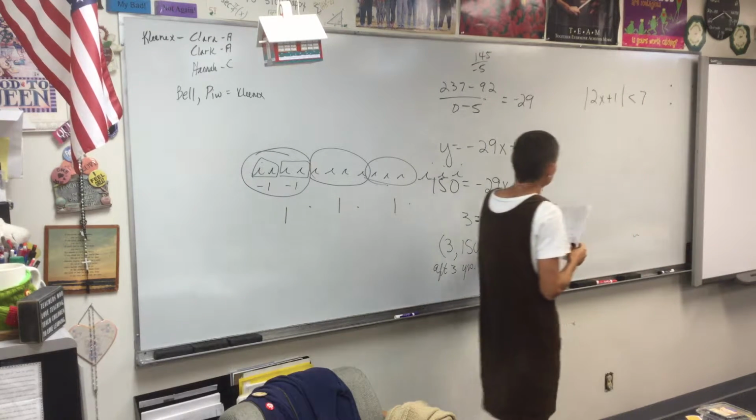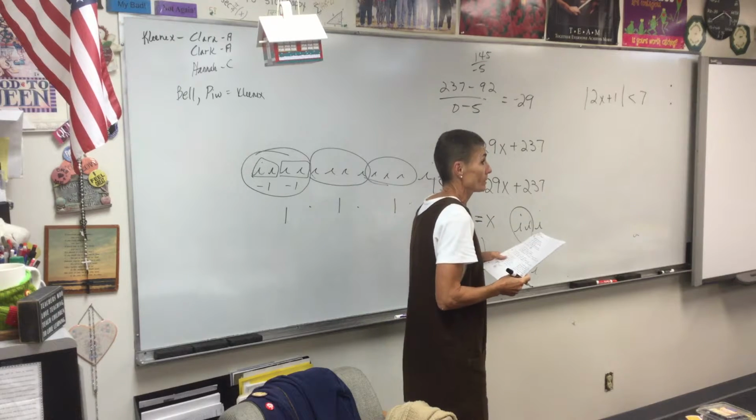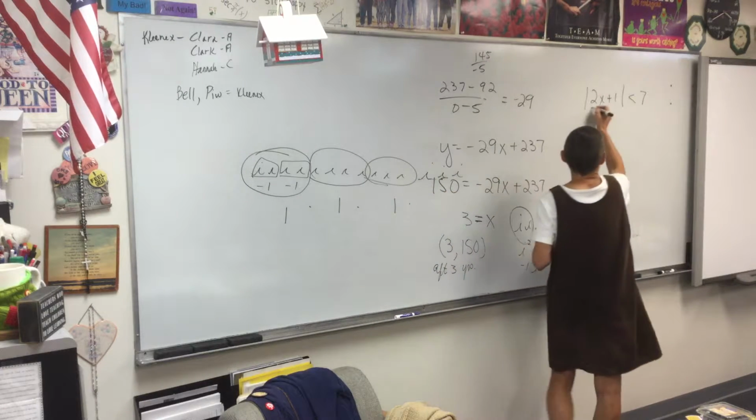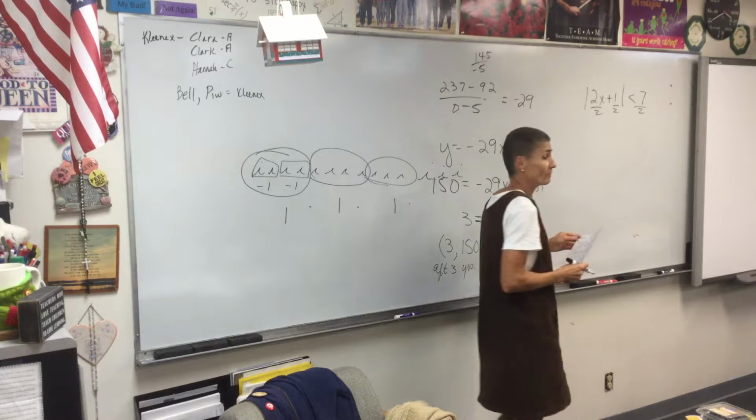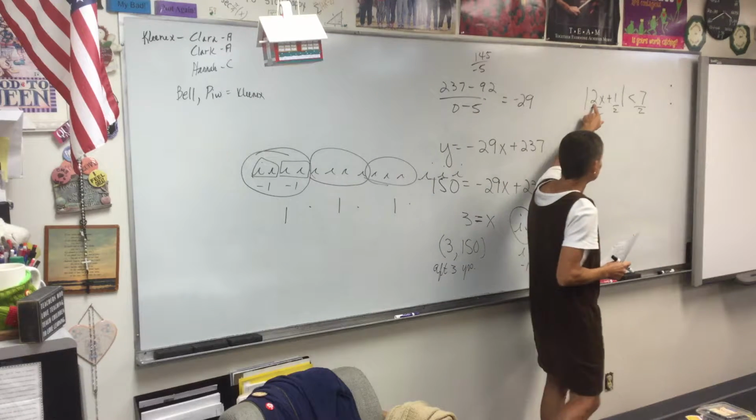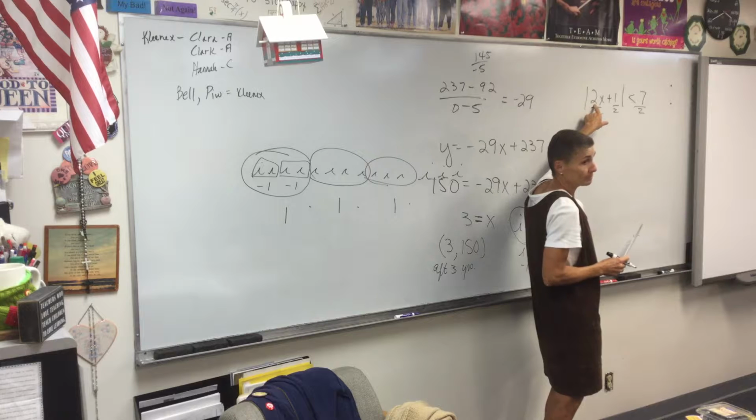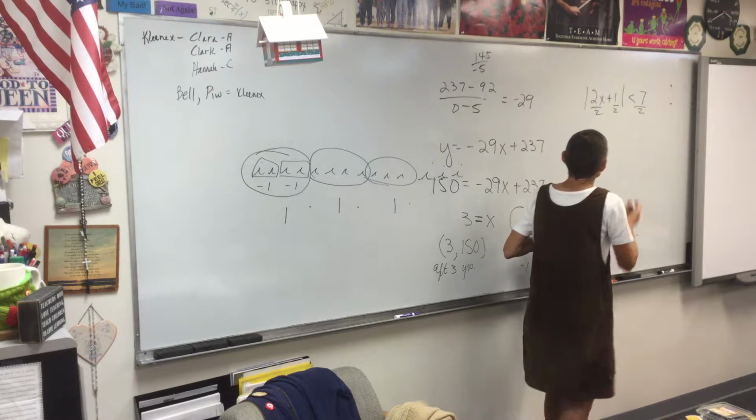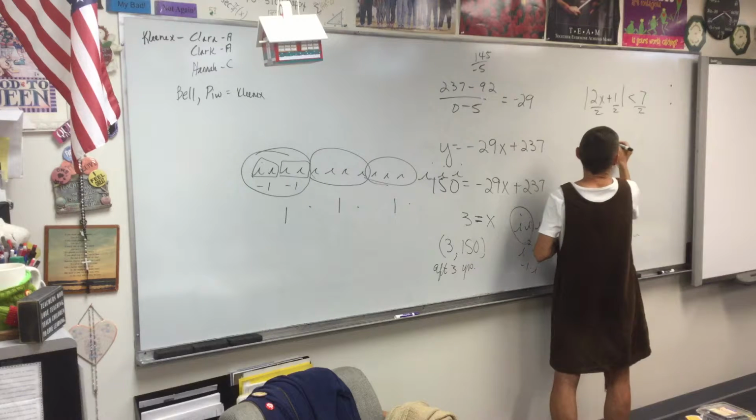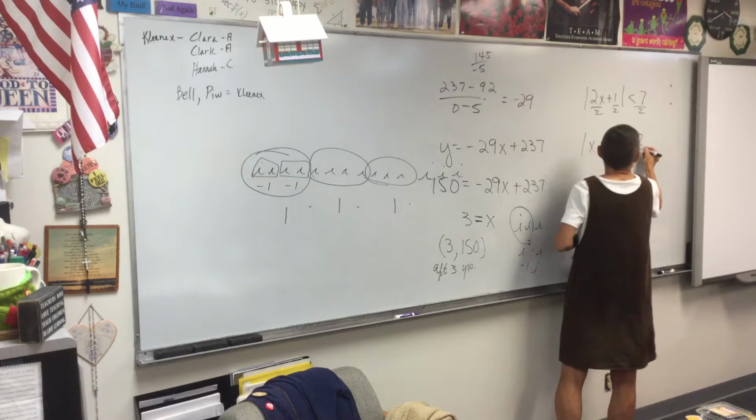Okay, so what are we gonna do first? You have to divide everything by 2. It's sort of like completing the square. You can't have a coefficient out in front. When you complete the square, you have to divide also. So we have x plus 1/2 less than 7/2.